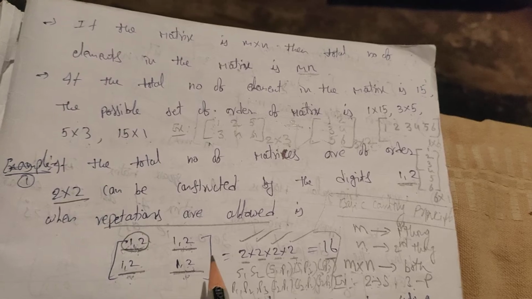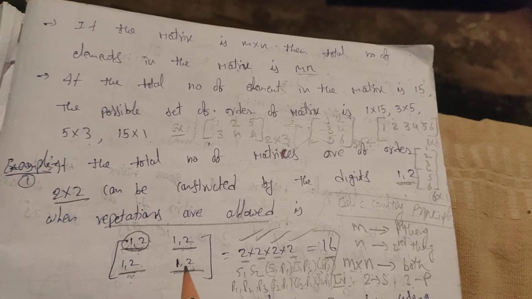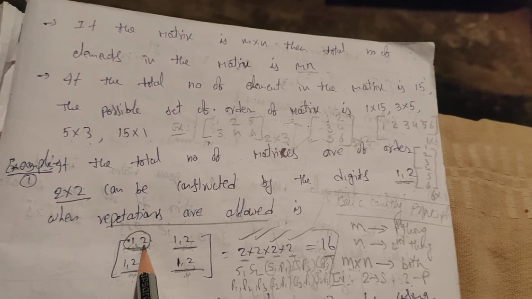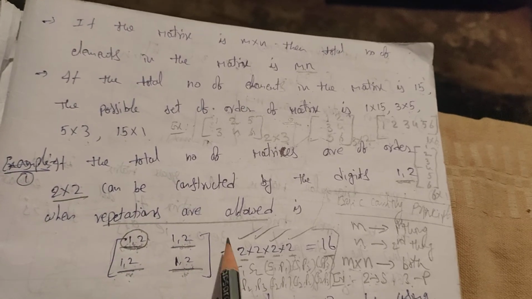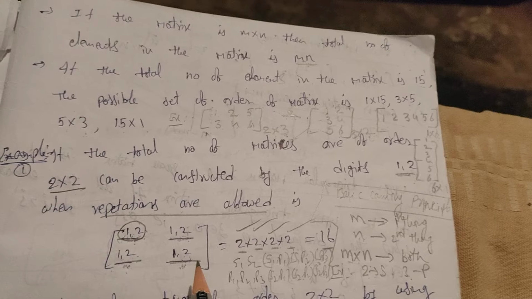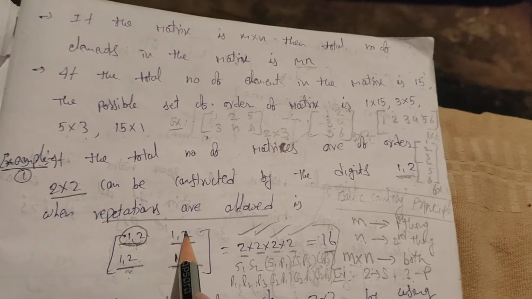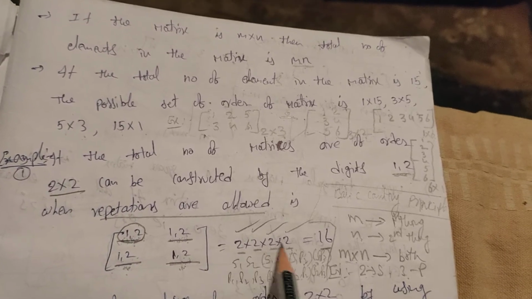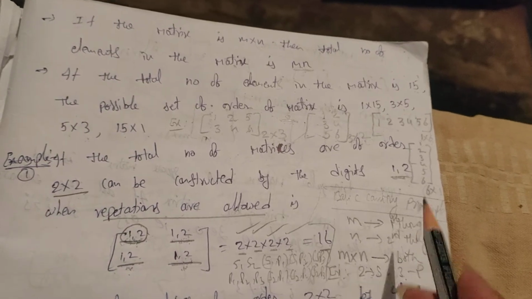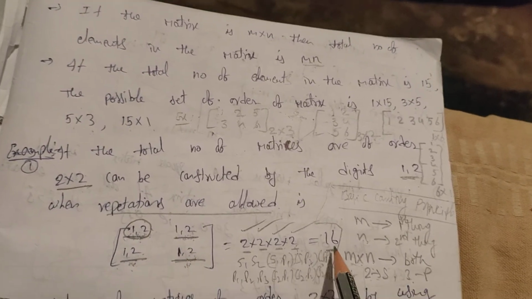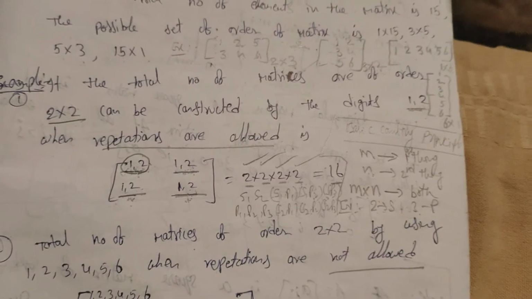This total work is completed only by completing all these subworks. For this one 2 ways, for this one 2 ways, for this one 2 ways, for this one 2 ways. So then we have to apply the basic counting principle. 2 into 2 into 2 into 2 is equal to 16. So the number of different matrices with the 2 by 2 order is 16. This is the way to find out the work.